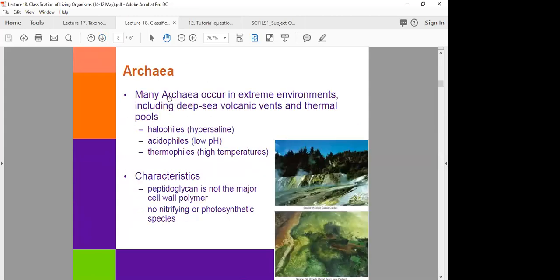All right, very briefly on the Archaeans, kingdom Archaea. Many of the Archaeans occur in extreme environments, including superheated deep sea volcanic vents and thermal pools. So these are really highly specialised prokaryotes, so they tend to not be as widespread as the bacteria in terms of habitats that they're found in.